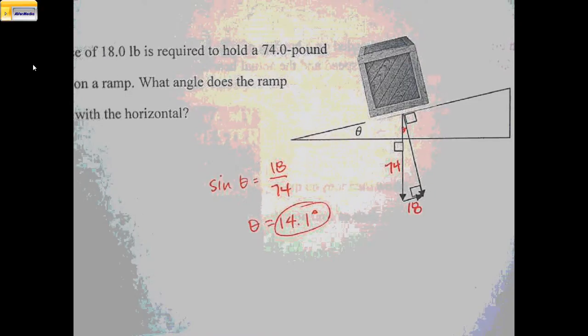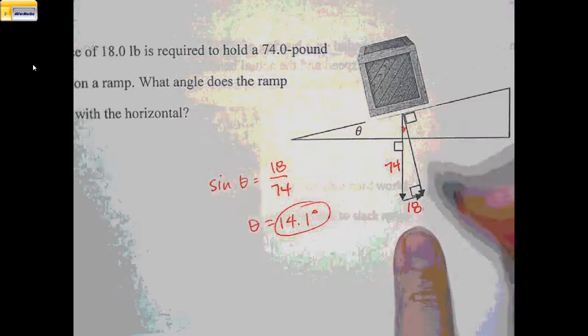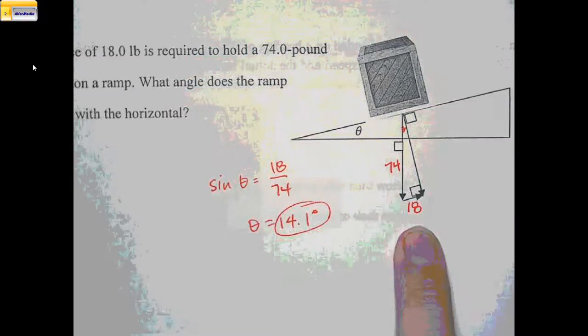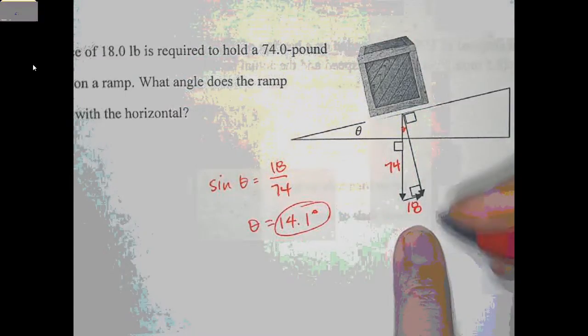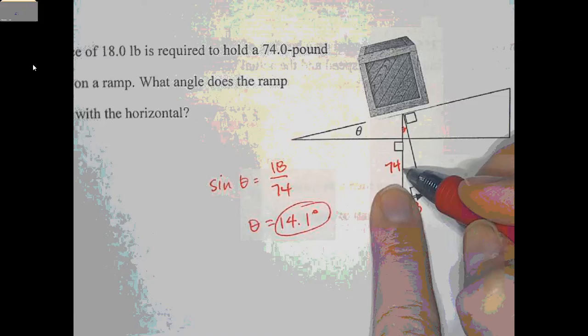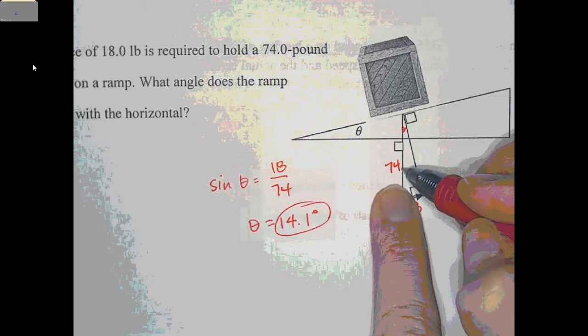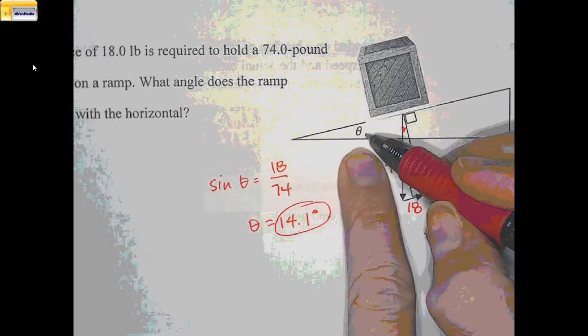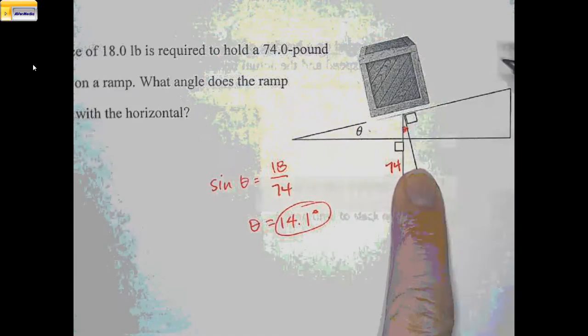It means that friction force. So my 18 can go here. It says that it's a 74-pound crate, so that's what's acting on with the gravity right there, 74. It's asking for the ramp angle, and I know that this angle equals this little red one right here.